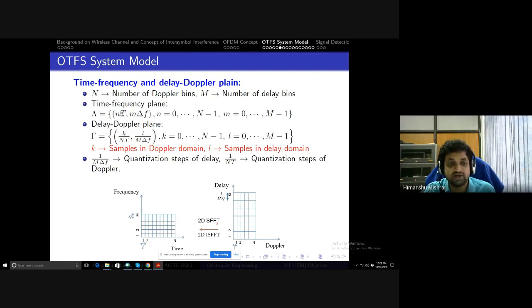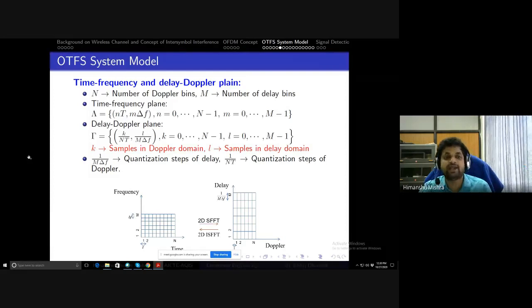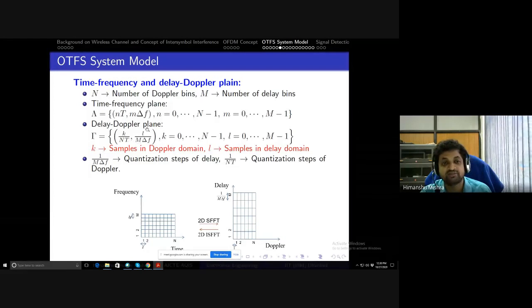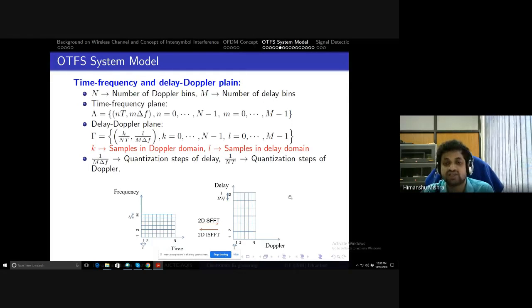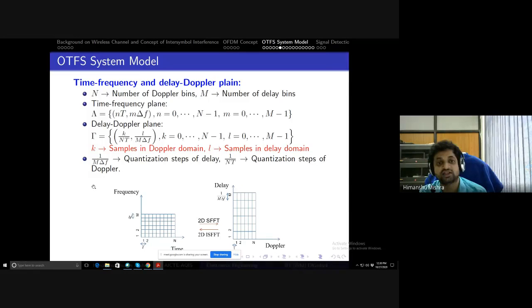The complete time duration is NT, which is sampled by k by NT, and this is known as the kth Doppler. Since the complete bandwidth M delta f will be sampled by varying l, this is known as the lth delay. That means the delay Doppler domain. That's why I am showing the diagram. This is the concept of the time frequency domain with respect to the delay Doppler domain.